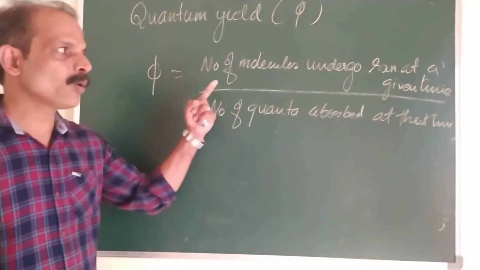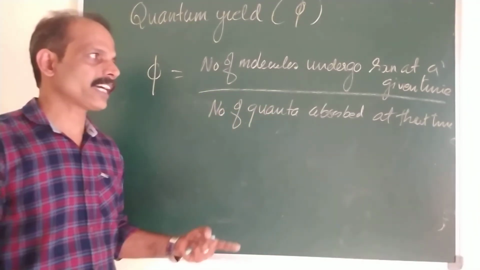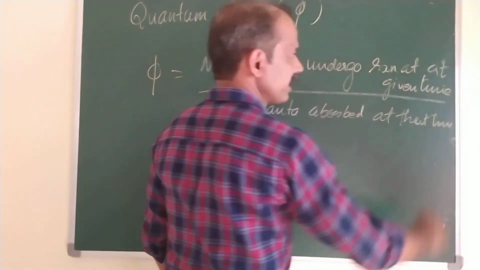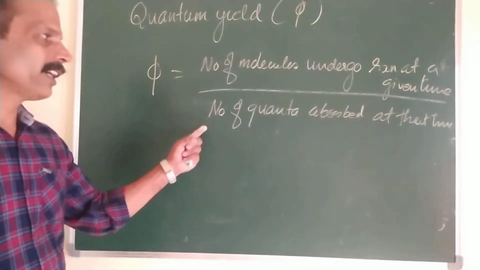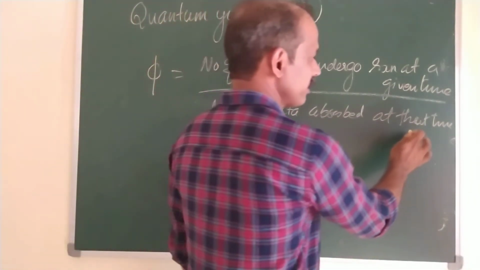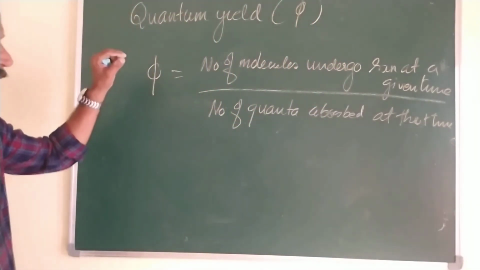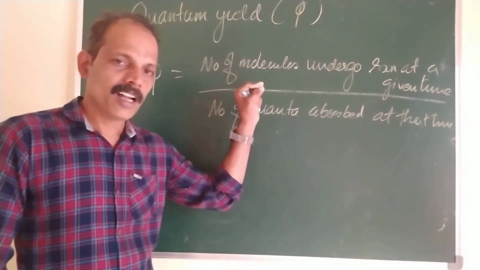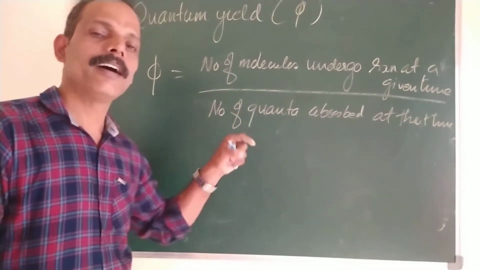So it is the number of molecules undergoing chemical reaction at a given time divided by the number of quanta absorbed at the same time. Or it is the number of molecules undergoing chemical reaction per quantum absorbed.